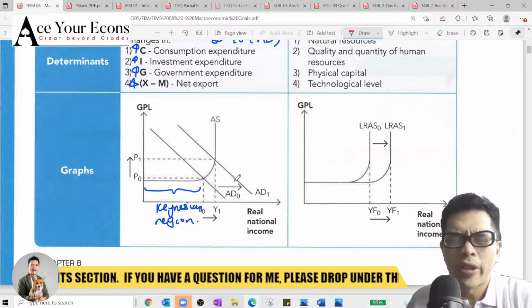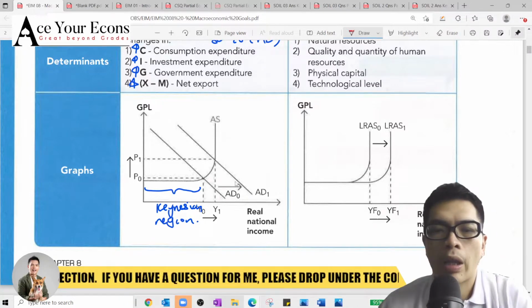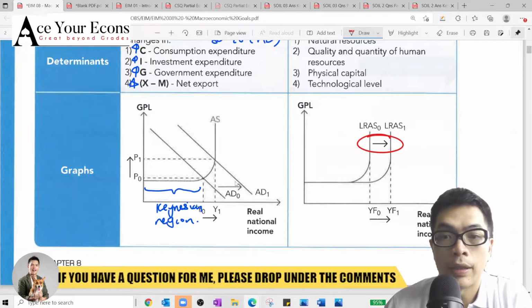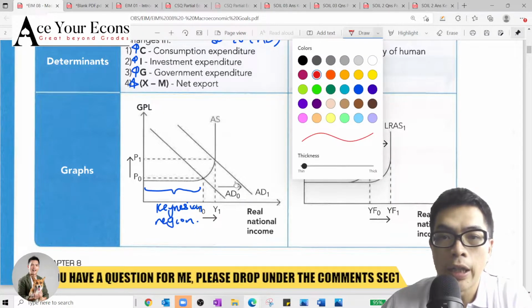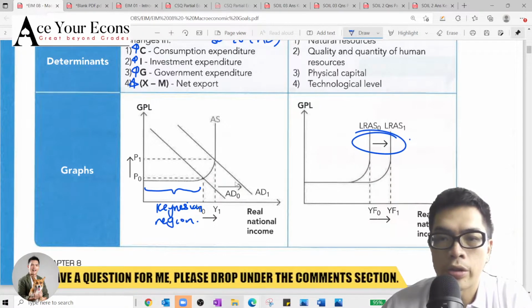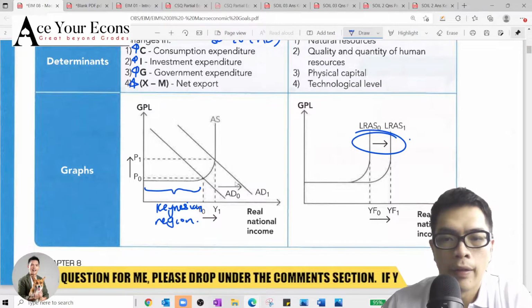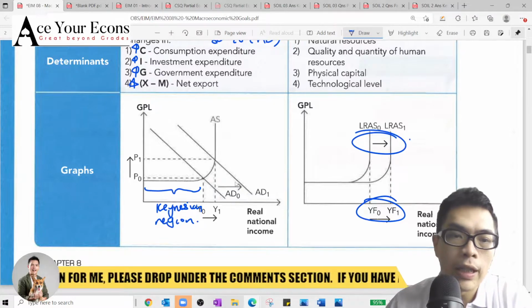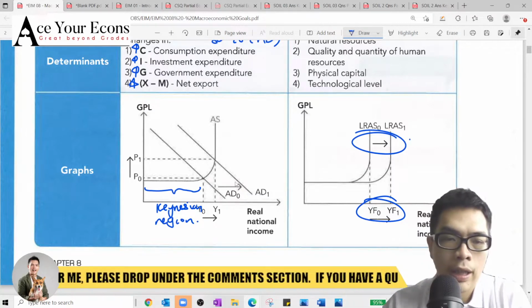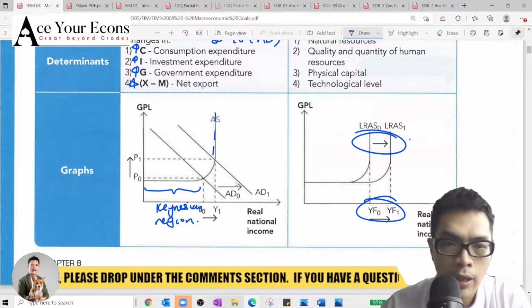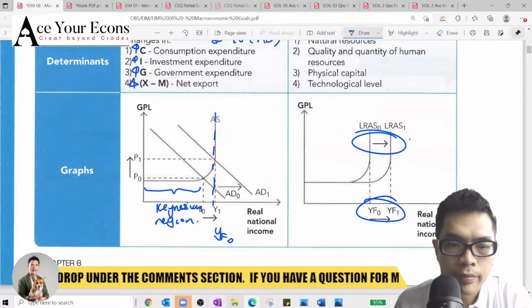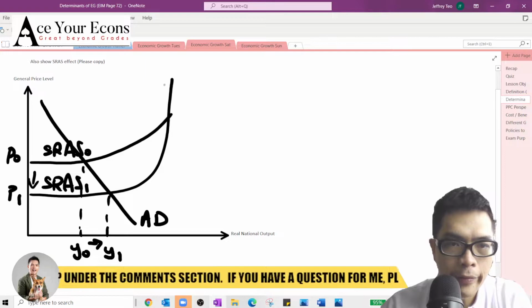Potential growth is fairly straightforward. It simply illustrates the increase in your production capacity. Any growth that results in an increase in your production capacity will result in potential growth. So in the earlier two instances, you realize that your potential capacity remains fixed. Same for this.